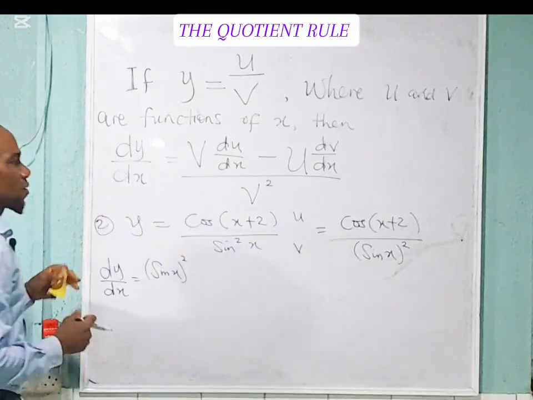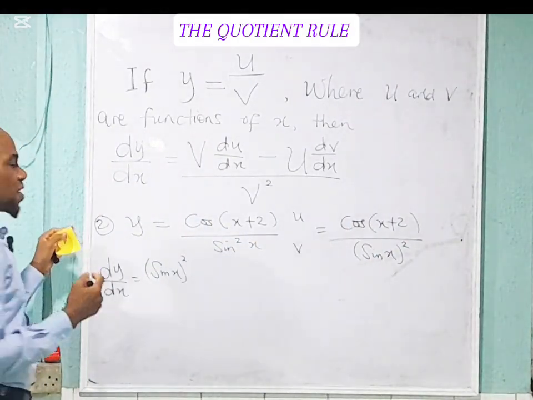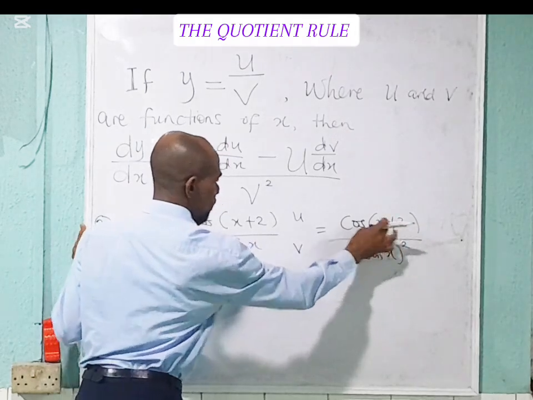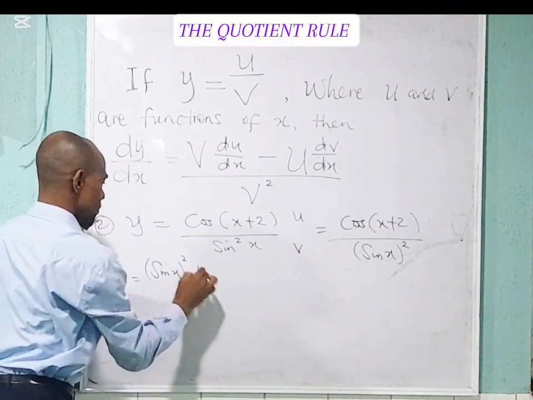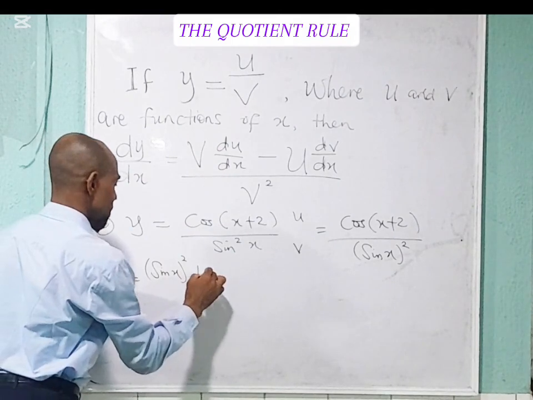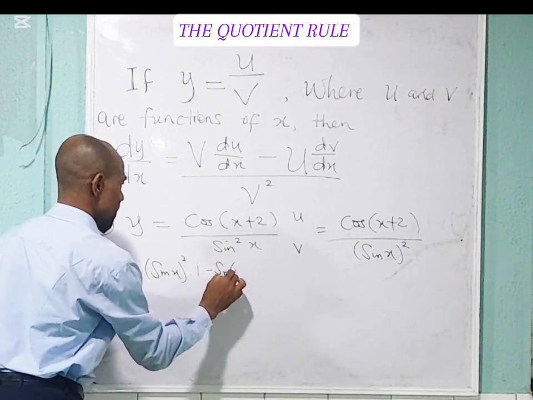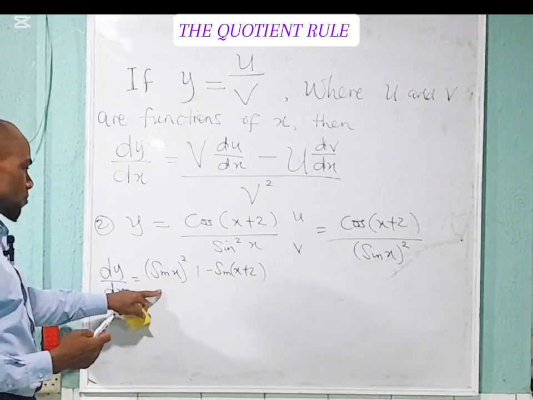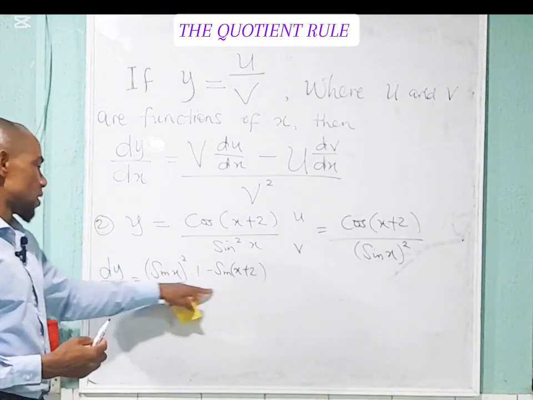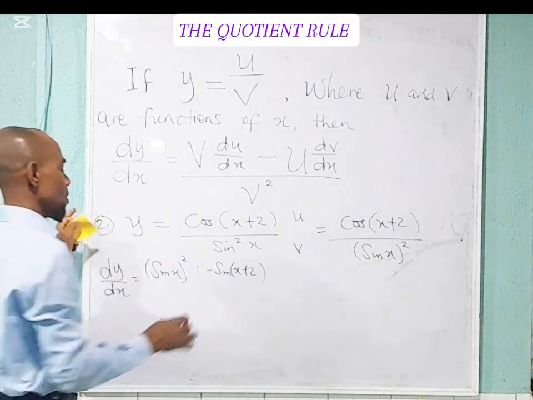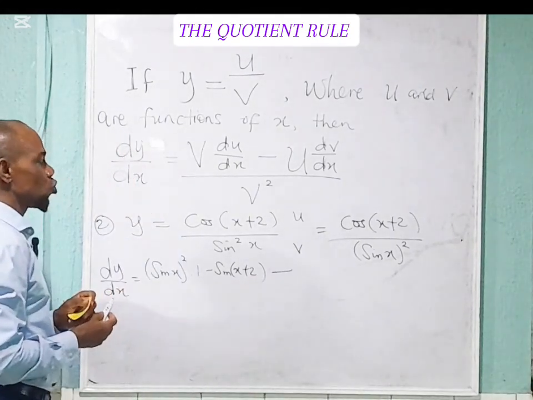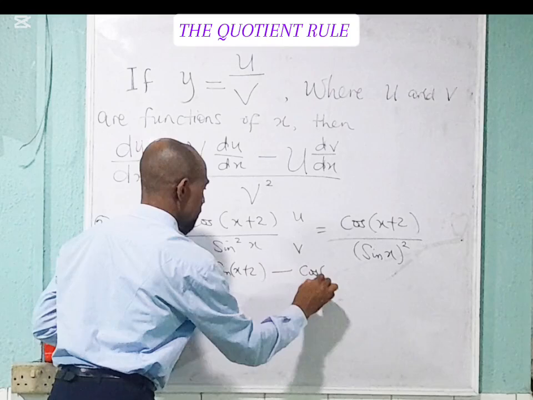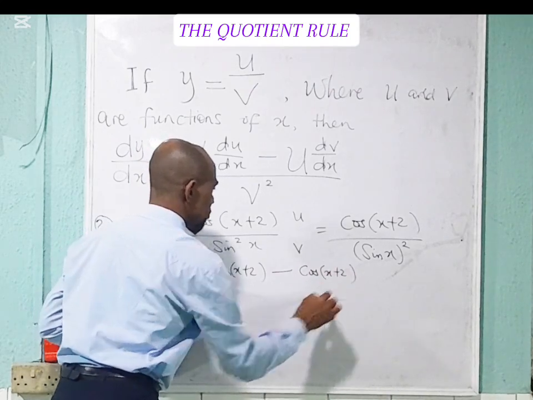Differentiating my cos, bear in mind that we have a function of function here. The internal there is 1, and the external is what? Minus sine x plus 2. So this is my v, denominator, differentiating my u, which is a function of function. Then minus, what's my u this time around? It is now cos x plus 2.